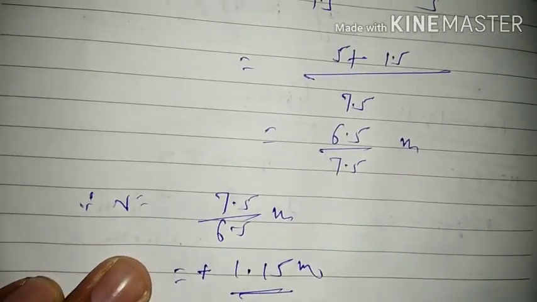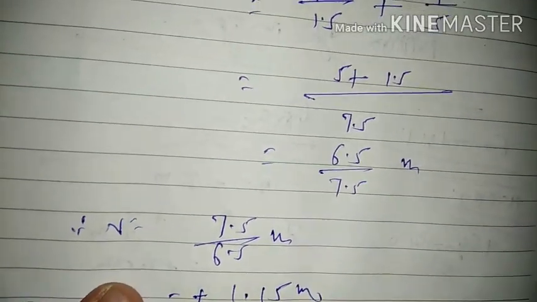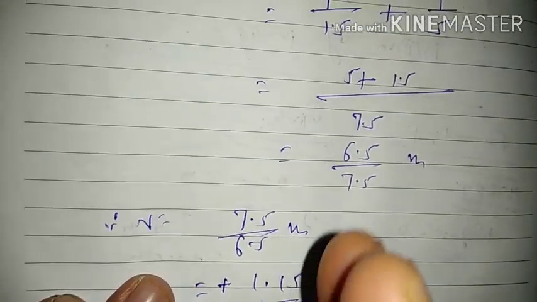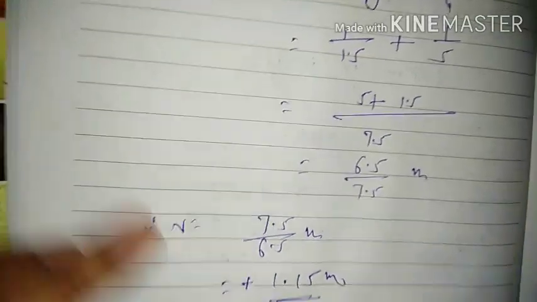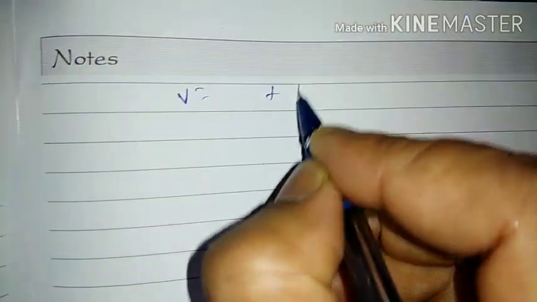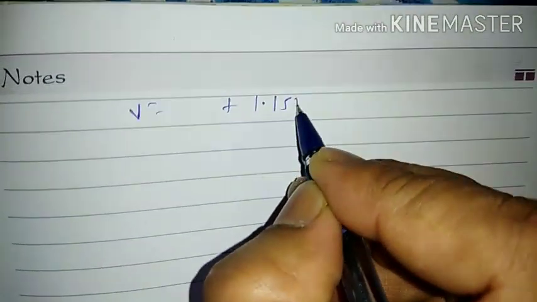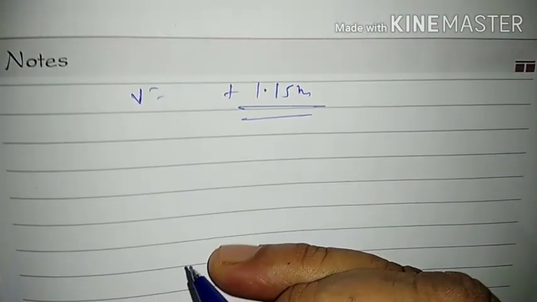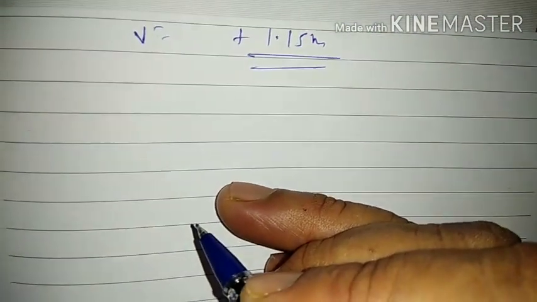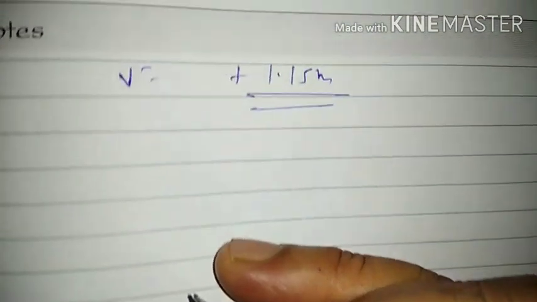And what is the meaning of the positive sign? The positive sign indicates that the distance is to the right of the pole. So the image will be at 1.15 meter to the right of the mirror. So here V is equal to plus 1.15 meter. Now the next question is, what will be the size of the image?